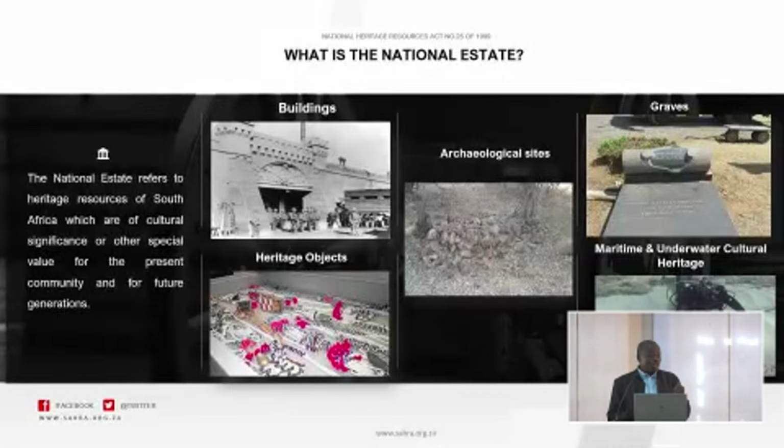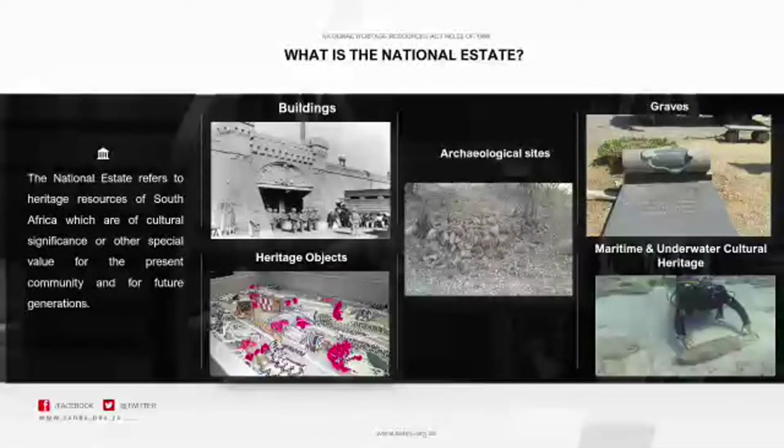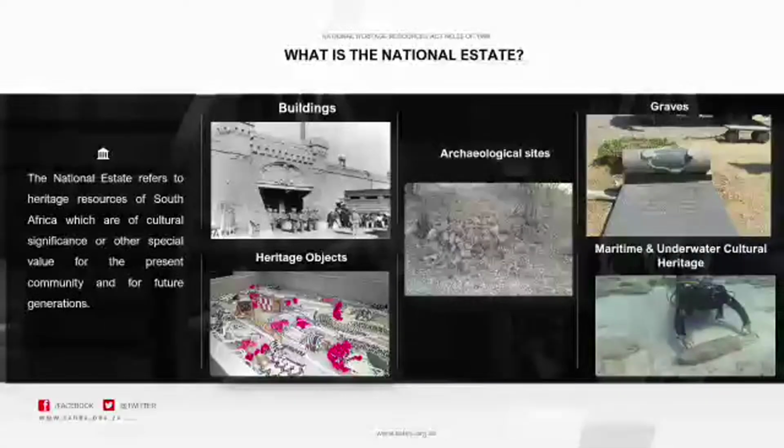And then we have archaeological sites as well that are protected by the Act. We have graves, burial grounds and graves. And we also have maritime and underwater cultural heritage. This is very, very important. Some of you may know, in Limpopo, it's protected by the Act. It's a national heritage. Also got shipwrecks around the country that are protected as well.